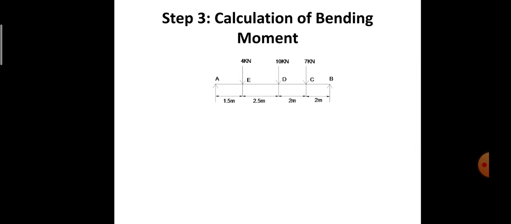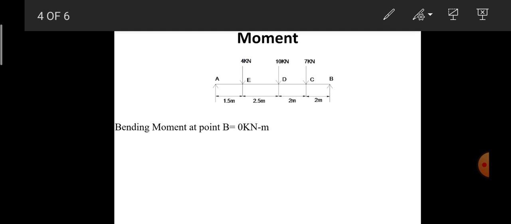So next is calculation of bending moment. While calculating the bending moment, we are supposed to consider only the previous points from the reference point. We are not supposed to consider the force acting exactly on the reference point. Why? Because moment is nothing but force into perpendicular distance. If I consider the force acting exactly on the reference point, then the perpendicular distance from the force to the reference point will be equal to 0.